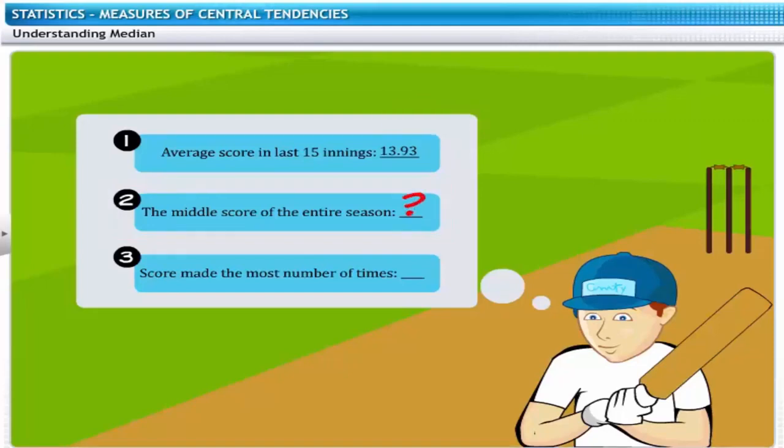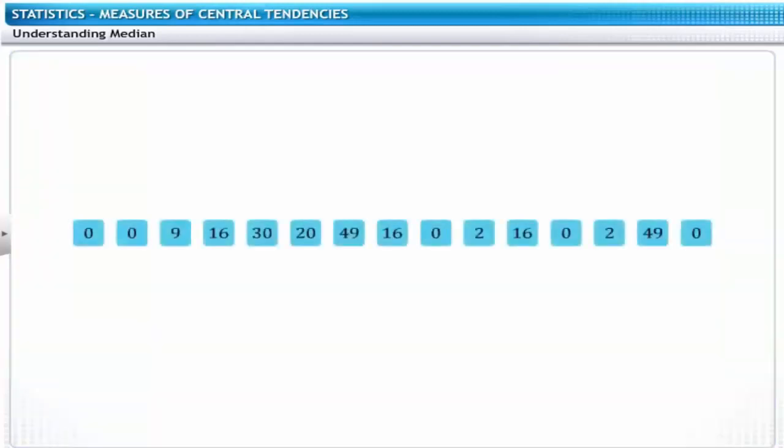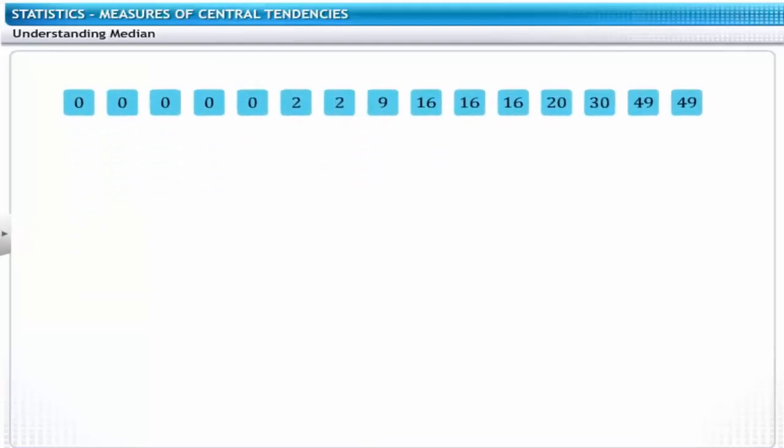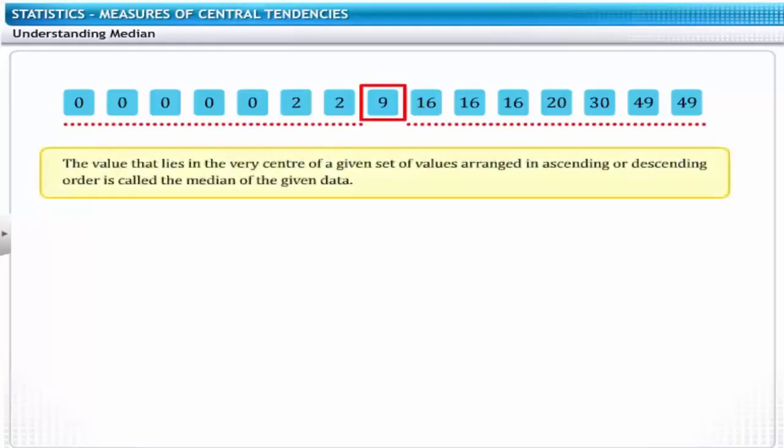Now, let us find the middle score of Mr. Pinch Hitter in his last 15 innings. To find the middle score, we arrange his scores over 15 innings into ascending order. Now, let us find the value that lies in the middle of these numbers. In this case, we see that this value is 9. The value that lies in the very center of a given set of values arranged in ascending or descending order is called the median of the given data.